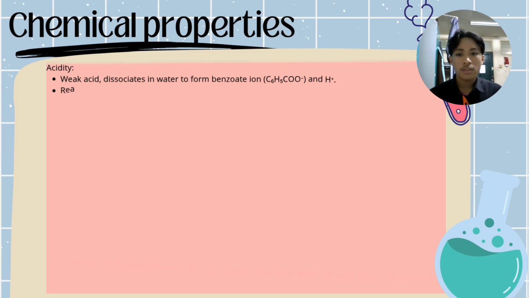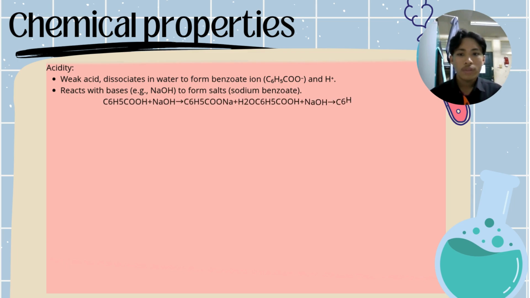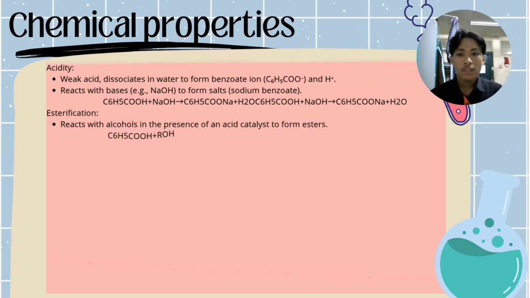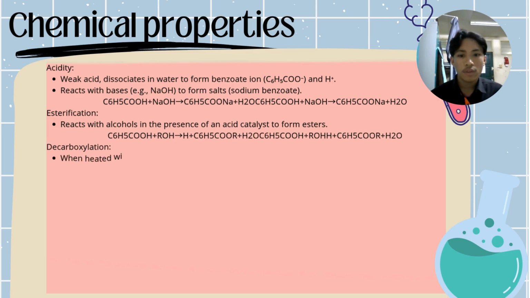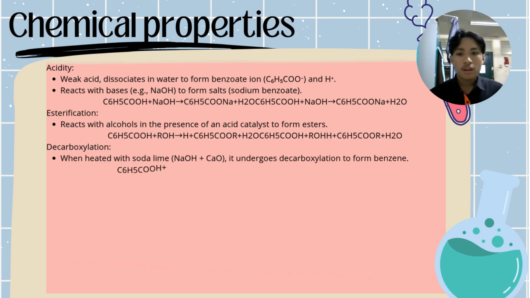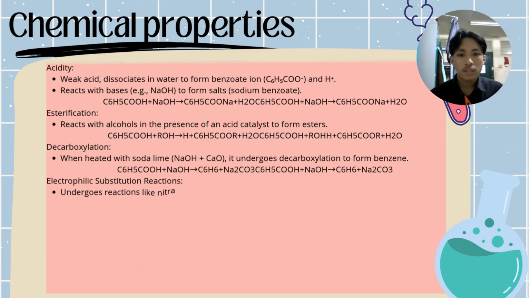Since benzoic acid is a weak acid, it will dissociate in water to form the benzoate ion. When reacted with a base solution such as NaOH, it will form a salt. In esterification, when reacted with alcohol in the presence of an acid catalyst, it will form an ester. In decarboxylation, when heated with soda lime, NaOH plus CaO, it undergoes decarboxylation to form benzene.